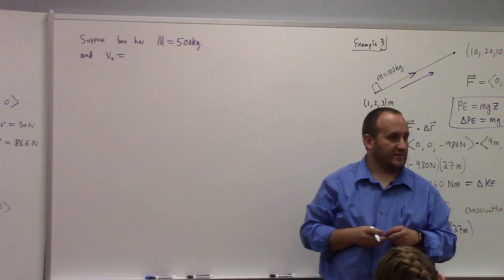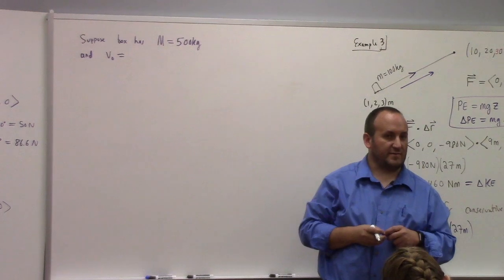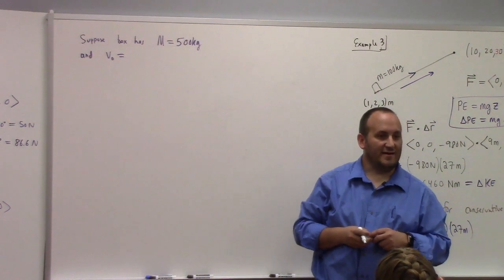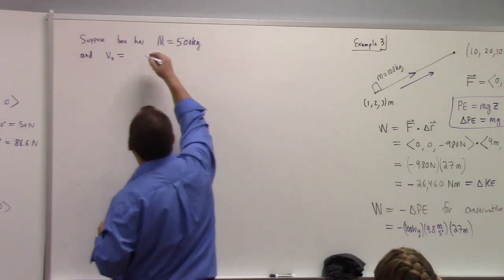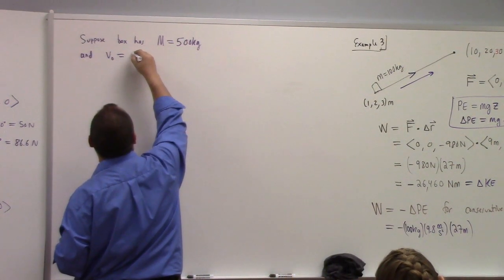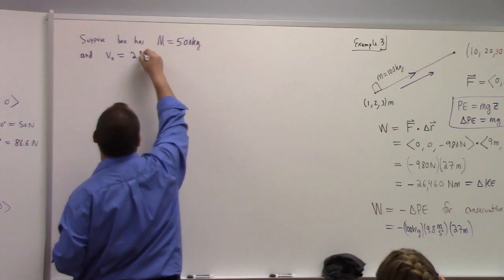You want to let the box initially be at rest, or do you want to give it an initial speed? It's up to you guys. What's that? Initial speed, good. So let's let it have an initial speed of, I don't know, 2 meters per second.